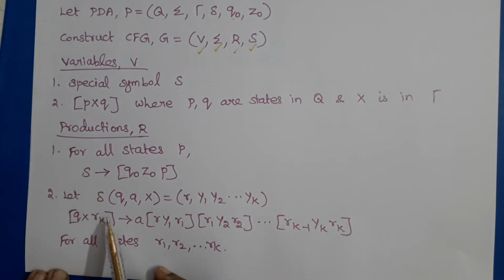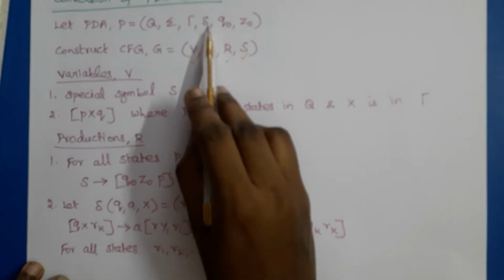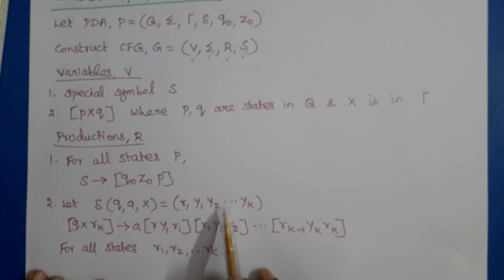The second rule should be written for all the transition functions of the PDA. For every transition function, we have to follow this rule. Consider a transition like this: delta of (Q, A, X) equals (R, Y1 Y2 up to Yk). That is, the current state of the PDA is Q, the current input symbol is A, the top of the stack is X, and the next state is R, and this string of k symbols replaces symbol X on top of the stack. That is a push operation.